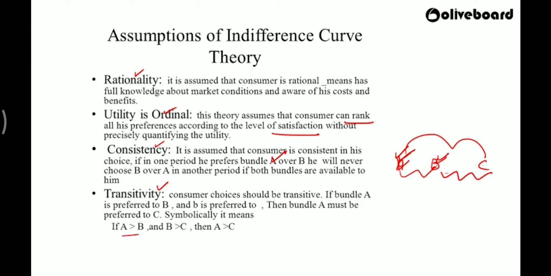Correct. So that is what we have given here. Just for your understanding, if A is greater than B and B is greater than C, then obviously A is greater than what? C. Yes or no? A is greater than B and B is greater than C, so obviously A will be greater than C. Then you will be choosing A. So this is called transitivity. So these are all the assumptions of indifference curve theory.